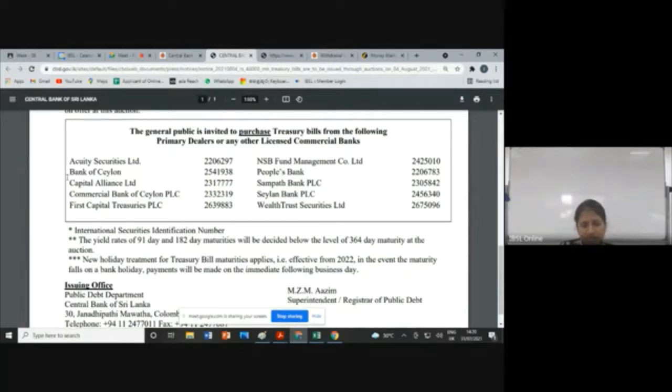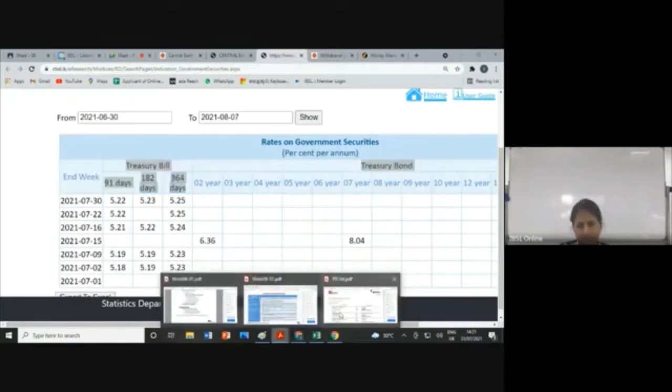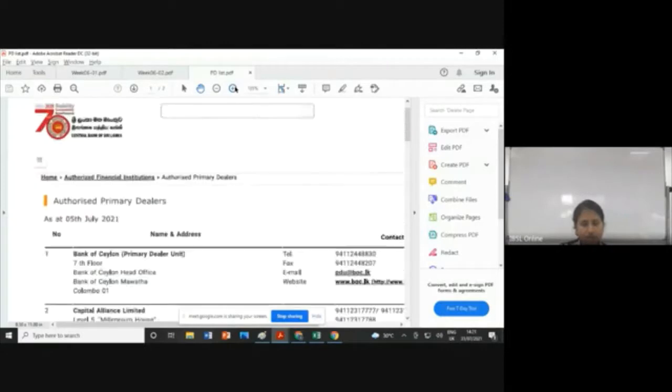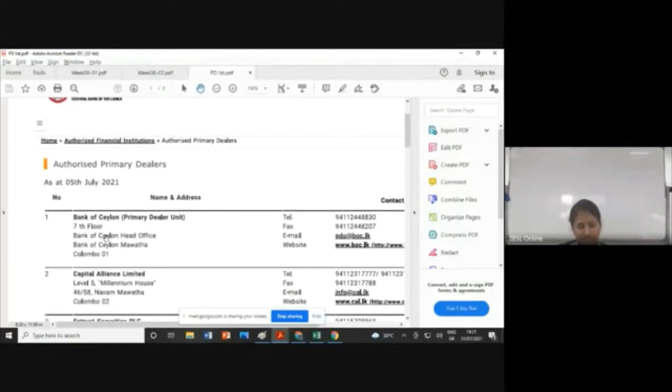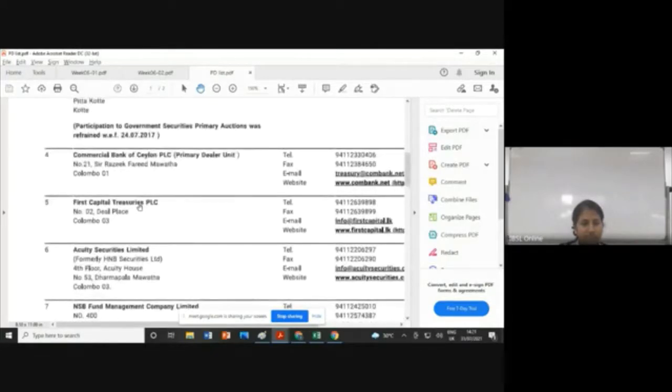Here you could say equity securities, capital alliance, first capital, and wealth trust. Those are examples of standalone primary dealers. They are not a bank, but Bank of Ceylon, People's Bank, Sampath, Ceylon, they are banks who have an arm with a primary dealer unit. This is the list of the authorized primary dealers as at 5th July, the recent one you could get. Okay, there you see about 13 primary dealers, but already about 3 or 4 are suspended.